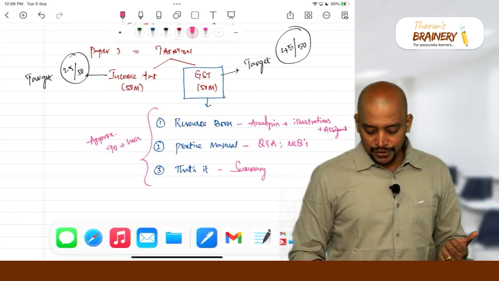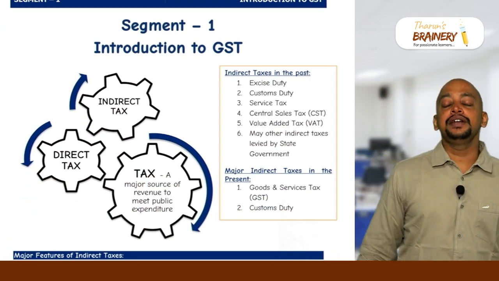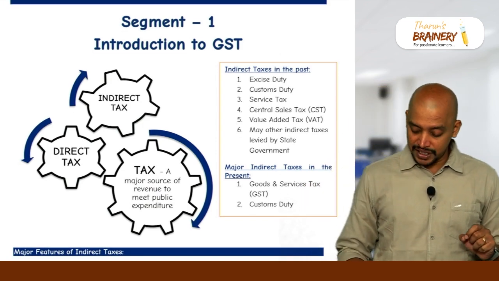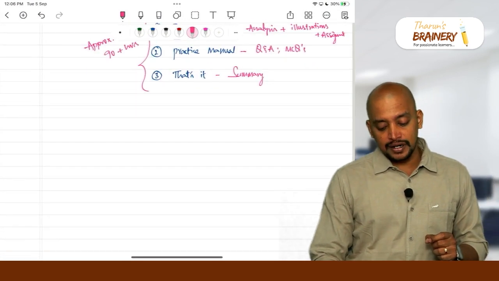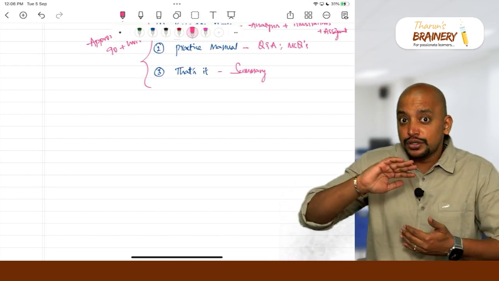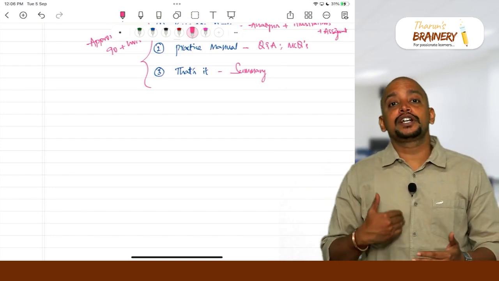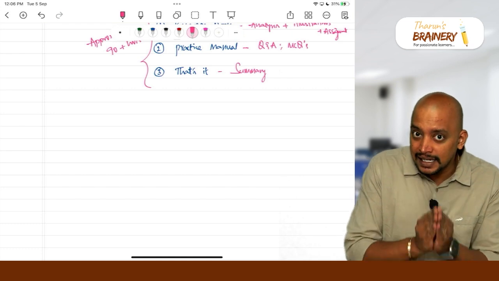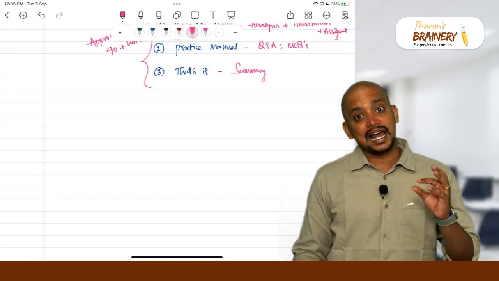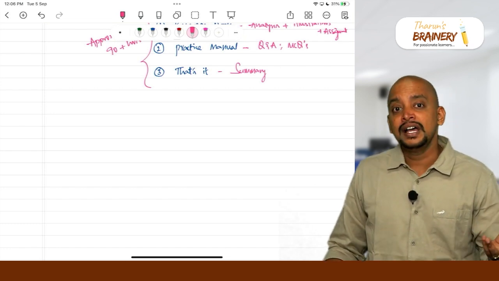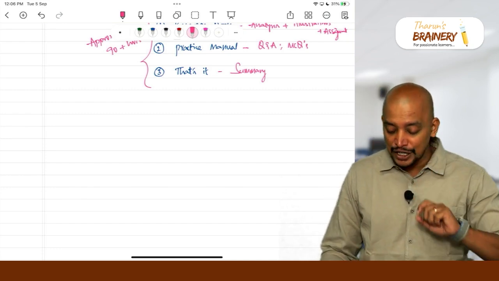Now, let's proceed to the subject. I am starting with the first chapter, that is introduction to GST. And one more aspect I wanted to discuss with you. Sir, I am appearing for the May 2024 exam. Should I refer to any amendments in addition to whatever you are discussing? I told you, you don't have to refer to anything else. Everything I will discuss in the classes itself. Even the information not there in your study material, I have included in my resource book. I'll tell you the reason.